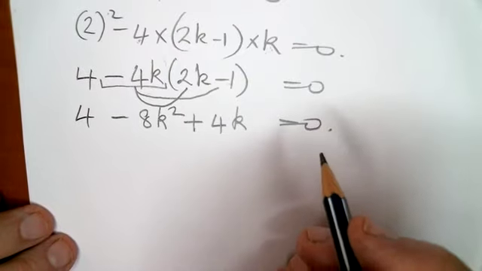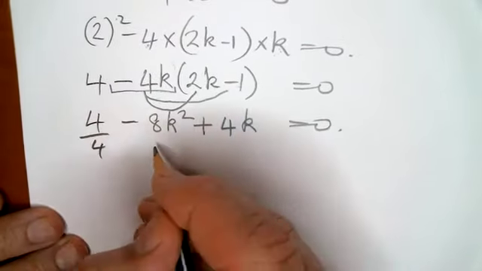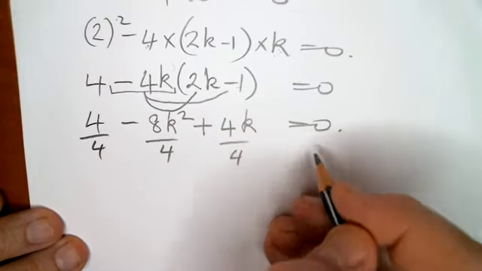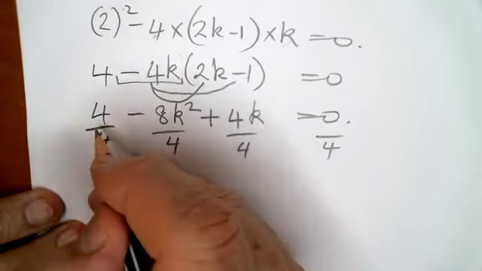All right, let's take the next step. So I'm going to divide everything by 4, actually. Divide this by 4, divide this by 4, divide this by 4, and divide this by 4. I like doing that.